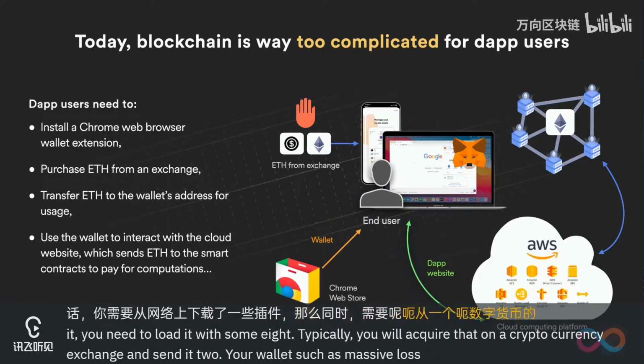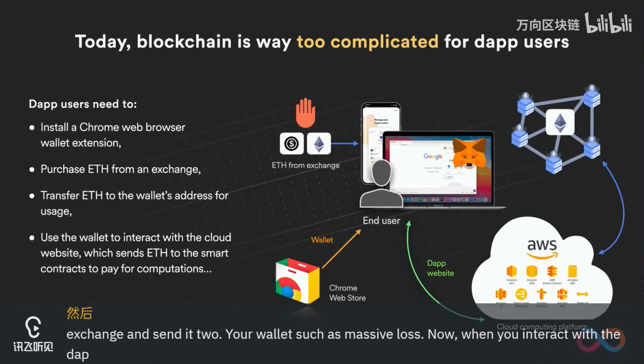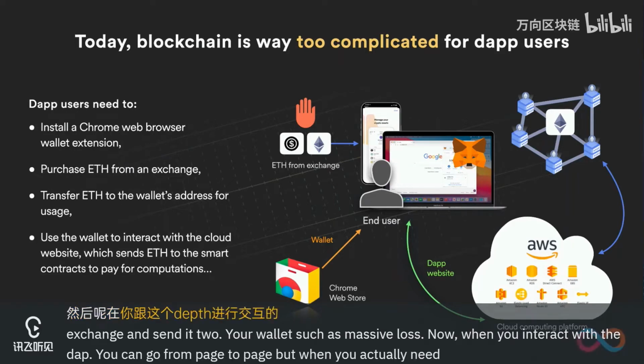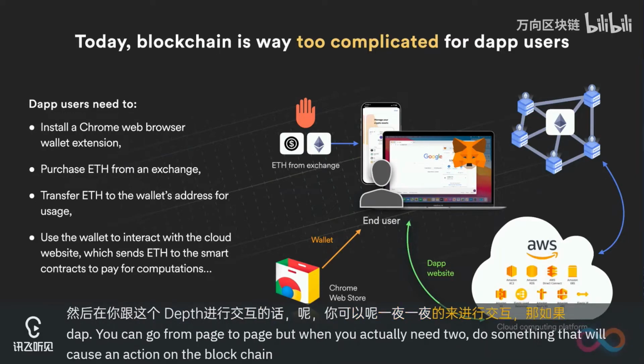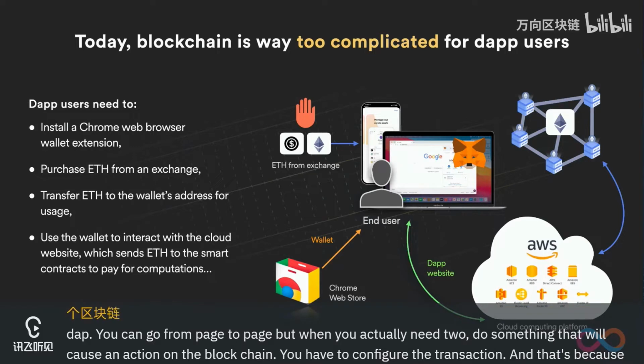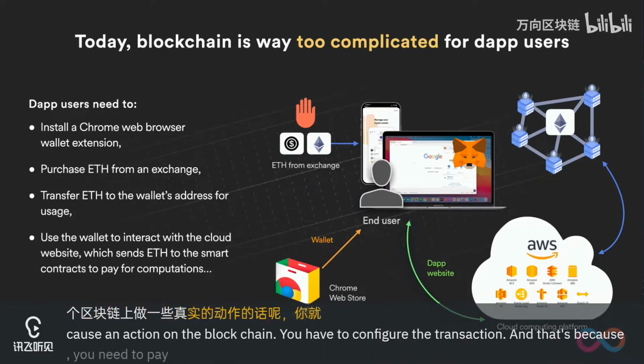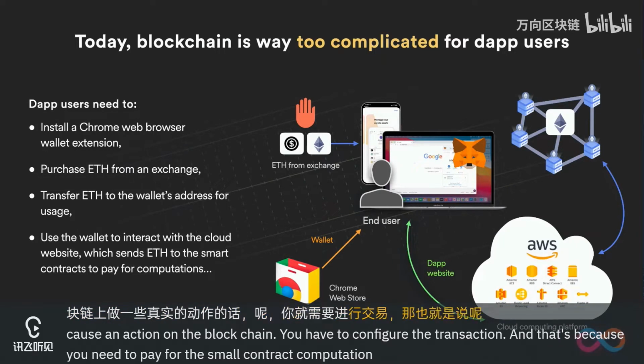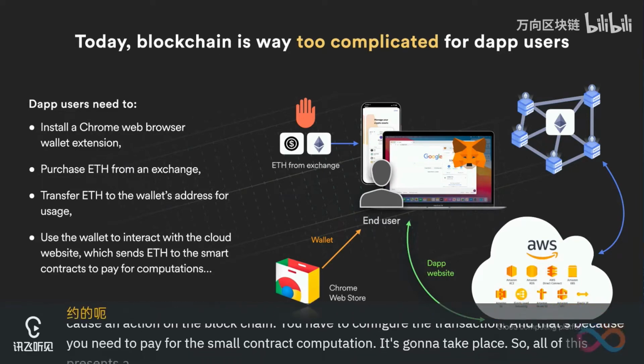Now, when you interact with the dApp, you can go from page to page, but when you actually need to do something that will cause an action on the blockchain, you have to configure a transaction. And that's because you need to pay for the smart contract computation that's going to take place. So all of this presents a number of problems.